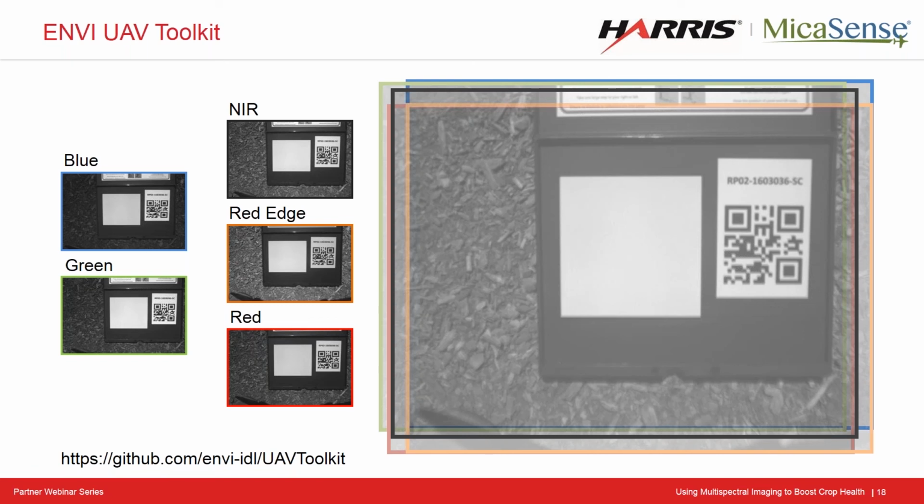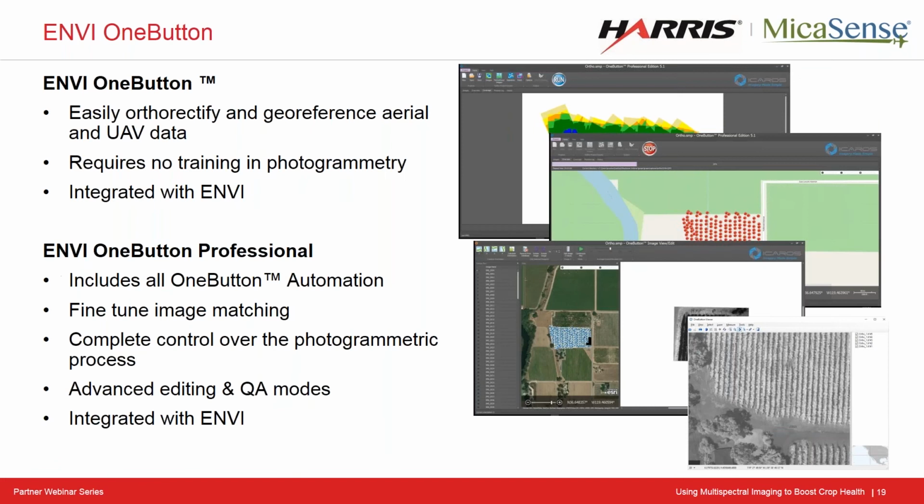You could take the results, pass it into ENVI or something else to look at them. And so taking the results from the ENVI UAV toolkit, we can then pass them into ENVI One button. So this is our orthomosaicing software. There's two different versions of One button. There's the professional version, and then there's the base capabilities. Both of them will give you a beautiful orthomosaic on the other side. The professional version just gives you a couple more tools to help get that crystal clear image.